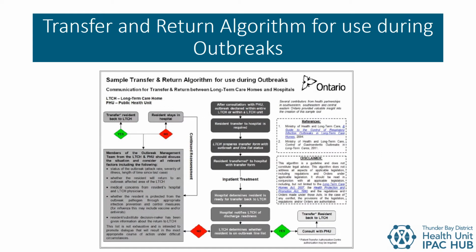So this is the tool for long-term care homes and hospitals, but the basis of it can be applied to all facilities as well. It is Appendix 15 from the Recommendations for Control of Gastroenteritis Outbreaks in Long-Term Care Homes, and it's a Ministry of Health and Long-Term Care document. We're not going to go over the algorithm today, but I wanted to make sure everyone knew that this tool is available. But you would have to use it in conjunction with your outbreak management team. And again, it just goes over the same type of questions we were talking about previously. Are they ready to accept that transfer? What is the status of the outbreak? Are there any medical concerns? So they break it down to help assist in that decision.